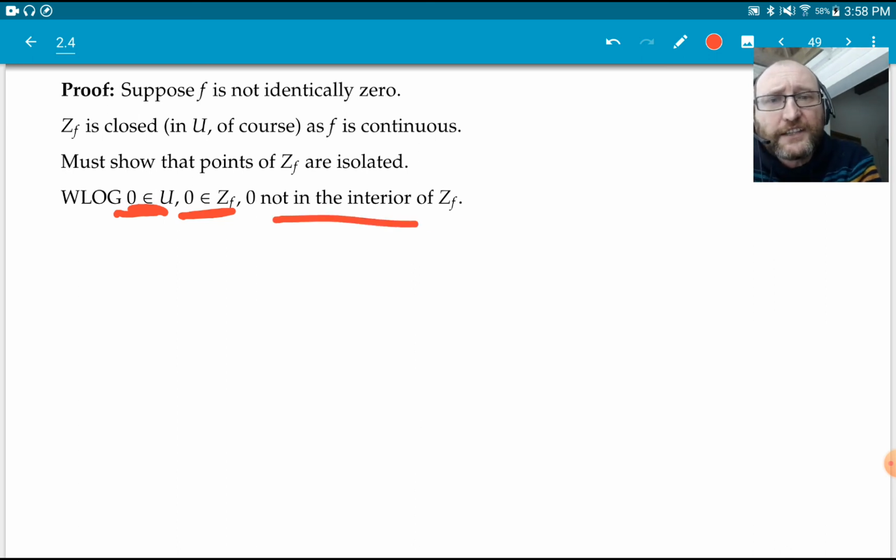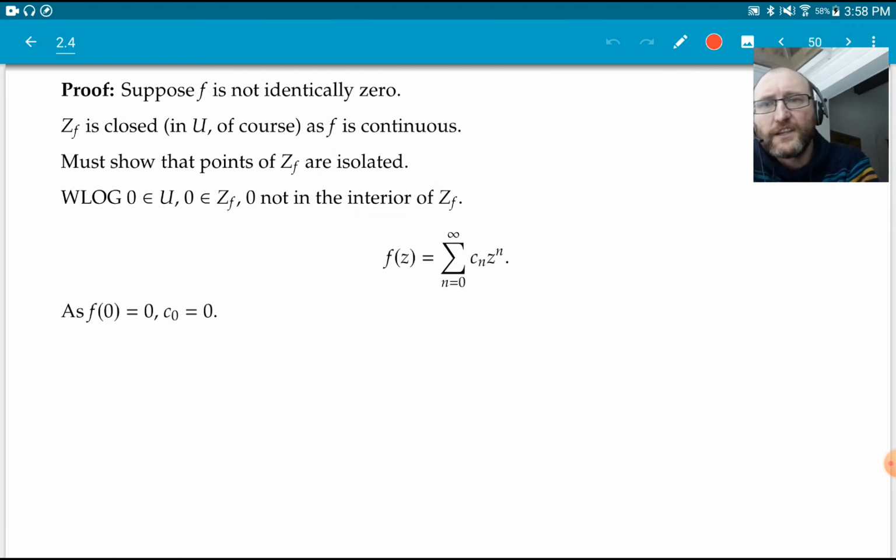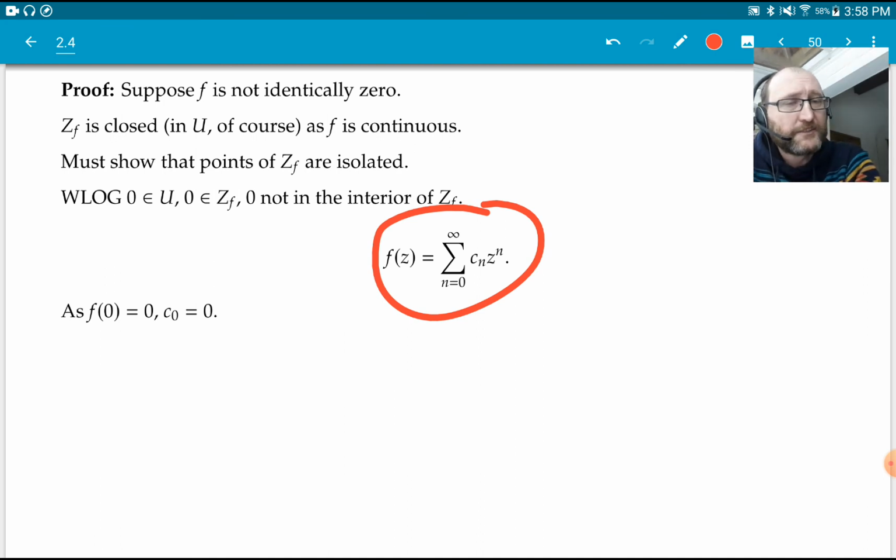And let's suppose that it's not in the interior of the 0 set, right? If it's in the interior, we'll handle that separately. So let's suppose it is a 0 and it's not in the interior of the set of zeros, right? So we write down the function as a power series. It's an analytic function, right? If it's 0 at 0, because 0 was in the 0 set, therefore c naught is 0, right?